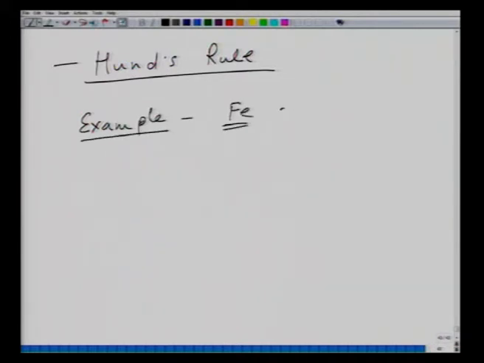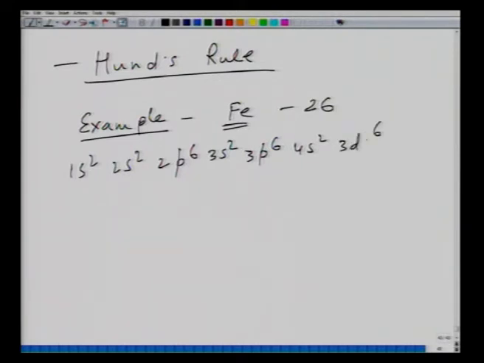Fe. Now, Fe is 26. So, 26 will make 1s2, 2s2, 2p6, 3s2, 3p6 and 4s2 and 3d6. So, this is the configuration for Fe. So, 10 plus 10 and 6, 26. Now all these shells are filled, so these are not going to contribute to magnetism at all. Only this shell which is unfilled is going to contribute to the magnetism.